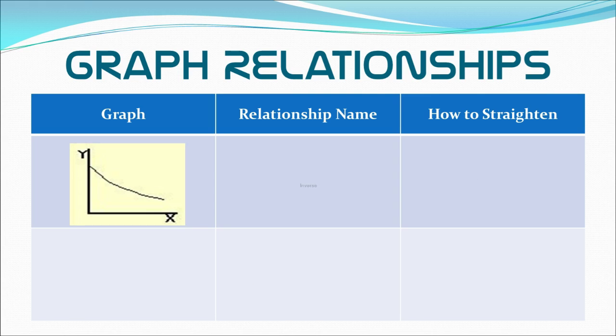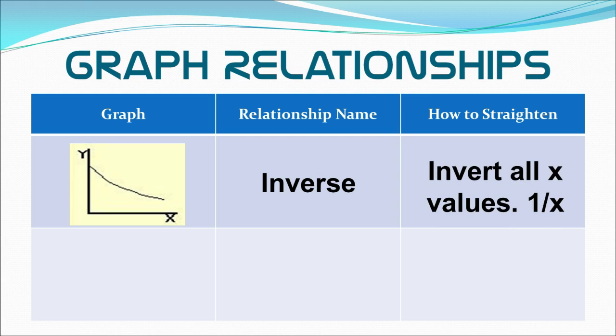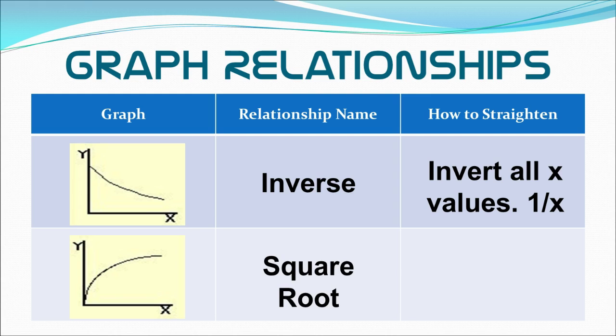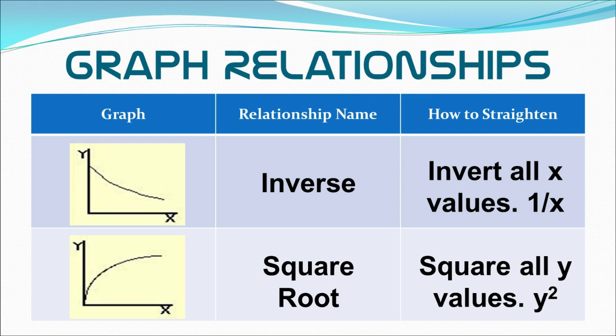This graph is called an inverse relationship. In order to straighten or linearize a graph like this, I need to invert all x values. So 1 divided by x. This relationship is a square root graph. This is also one of our exponential relationships, oftentimes called a sideways opening parabola. In order to straighten this graph, I'm going to square all of my y values, y squared.